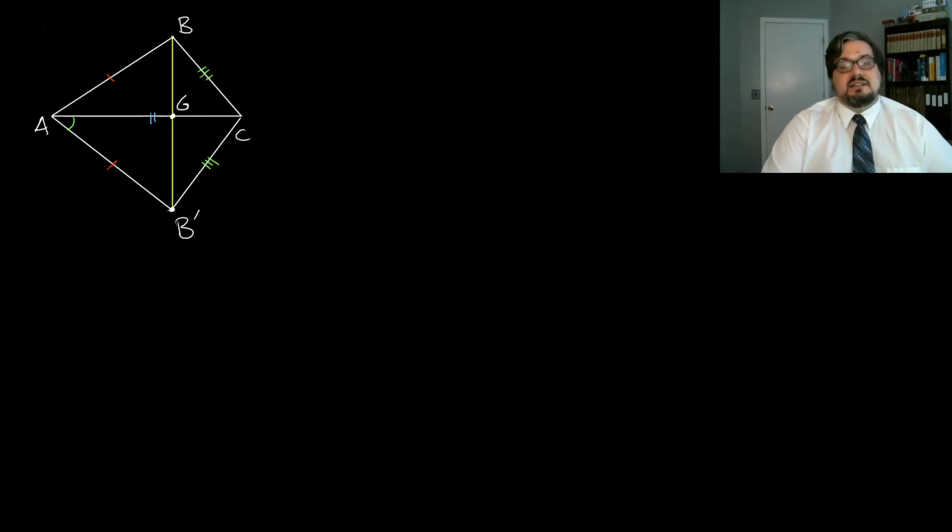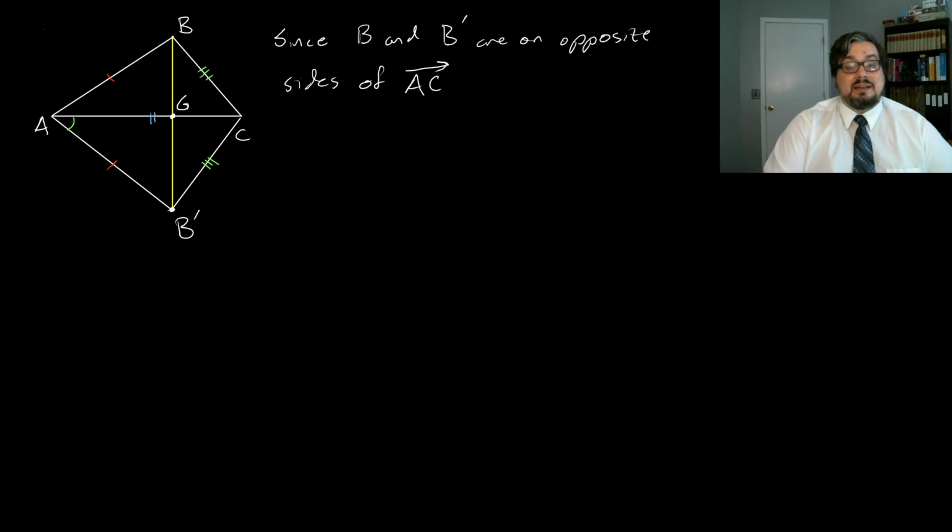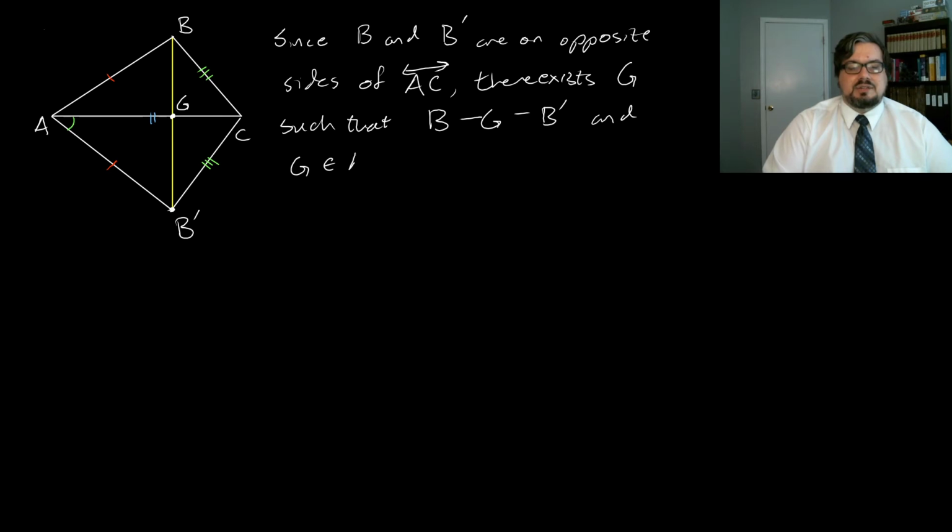So, continuing on the proof, since B and B prime are on opposite sides of the line AC, there exists G such that G lies between B and B prime, and G is on the line AC.